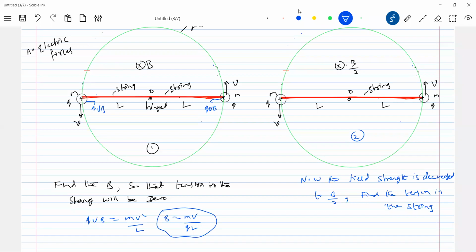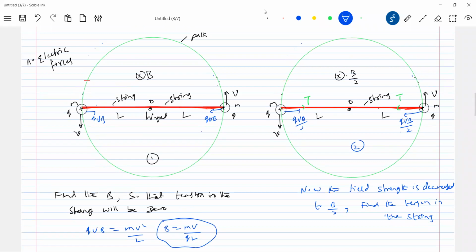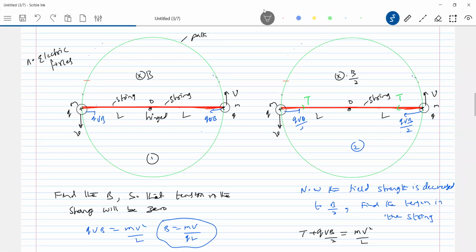Then what are the forces that will be acting? The magnetic Lorentz force QVB by 2, then tension. So what will the equation of motion be? T plus QVB by 2 is equal to mv square by L. Substitute the value of B there. What we have from the earlier equation, substitute, and you're going to get the required thing.